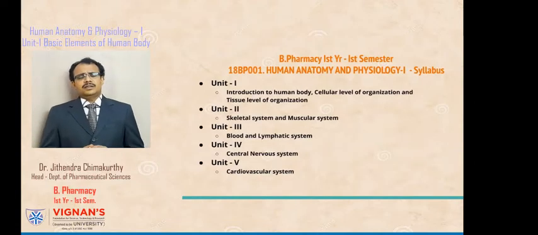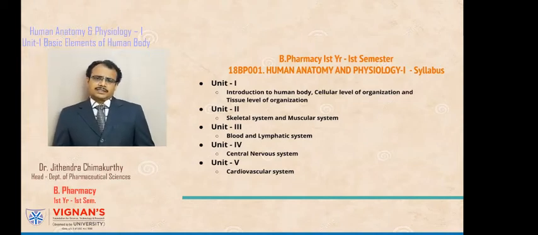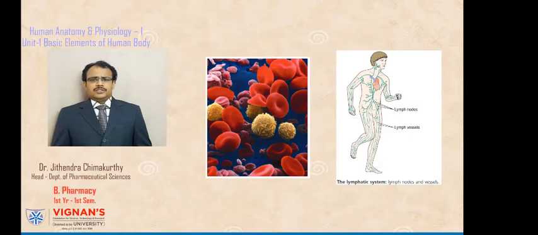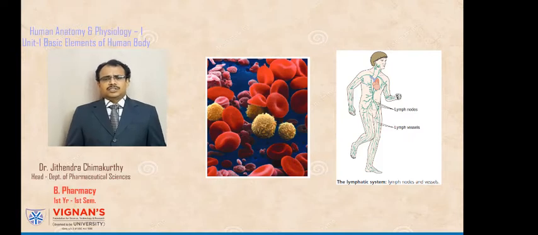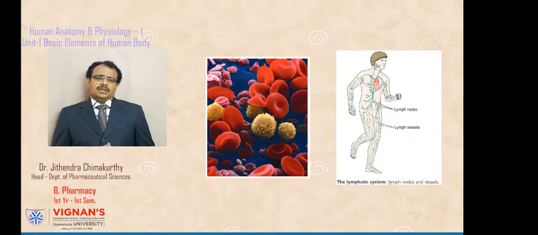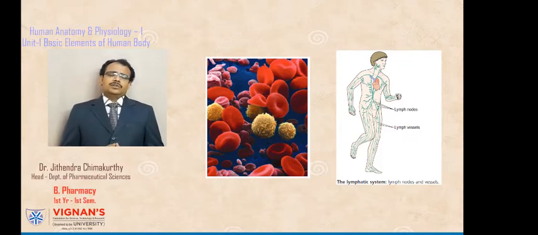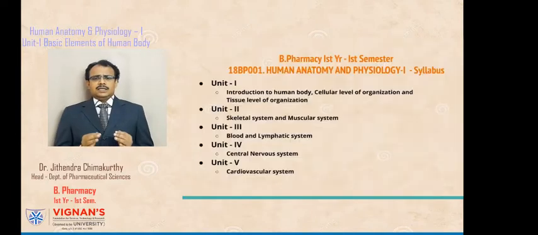Whereas in unit 3 you will be studying the blood and lymphatic system, where you will be studying blood, its composition, its functions, what the different cells are, and what their functions are. Apart from this, you will also be studying the lymphatic system, meaning what lymph is, what the various lymphatic organs are, and what their functions are. You will be studying this in unit 3.